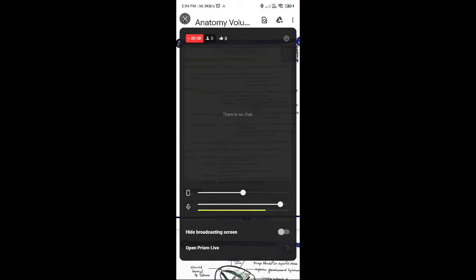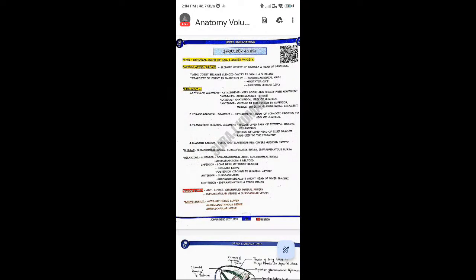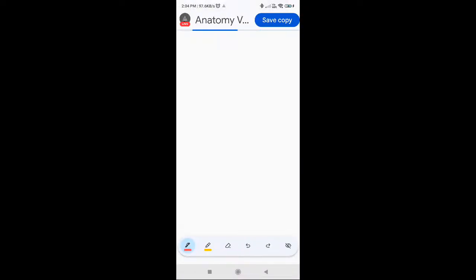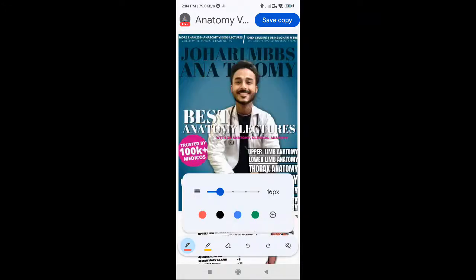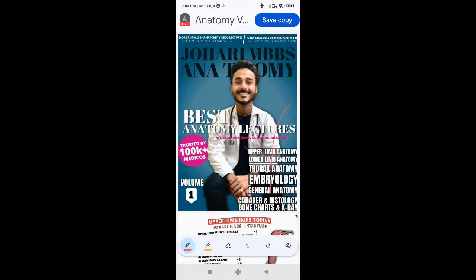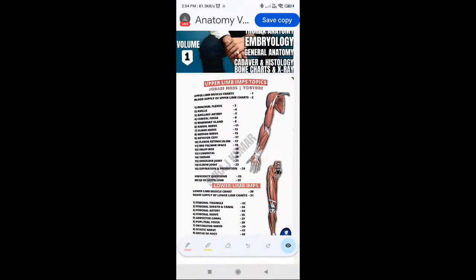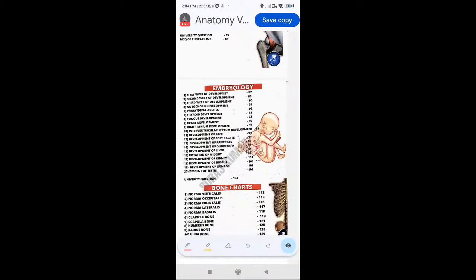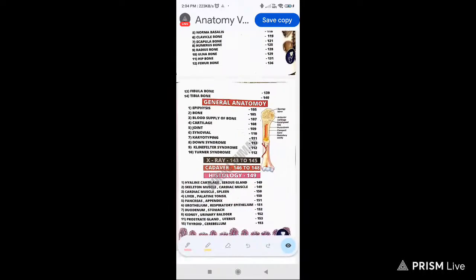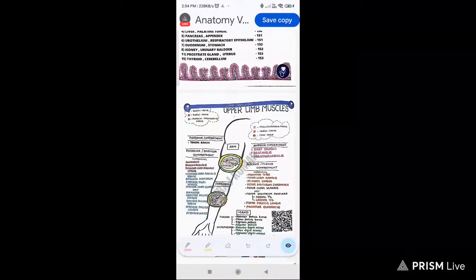So let's talk about the upper limb. First we'll be doing the important things, talking about the shoulder joint. Let's talk about the shoulder joint, and we'll be doing embryology, anatomy, histology and all.